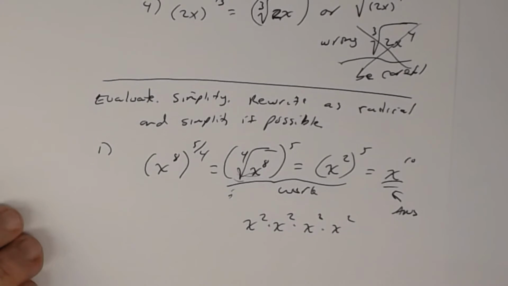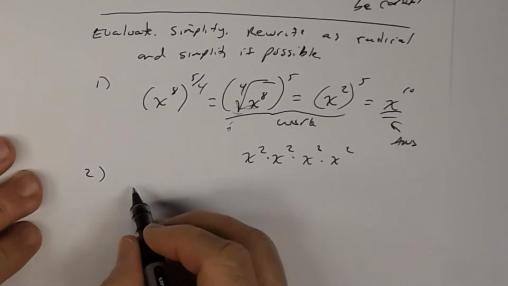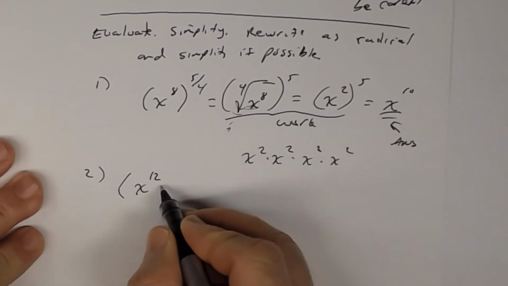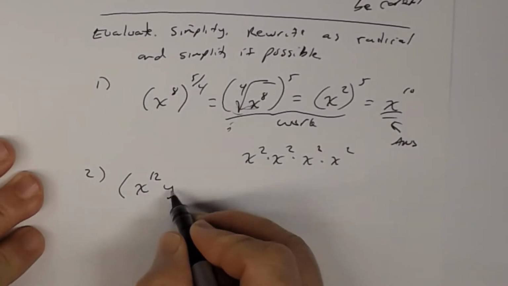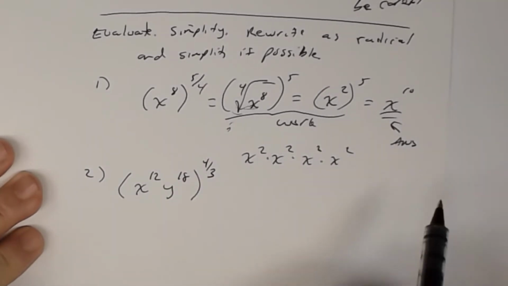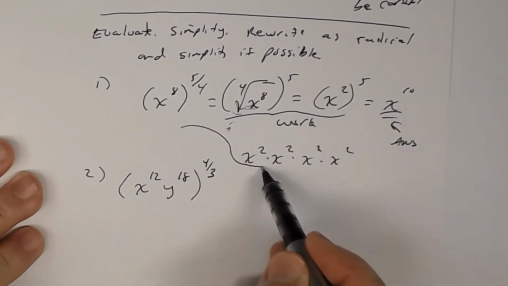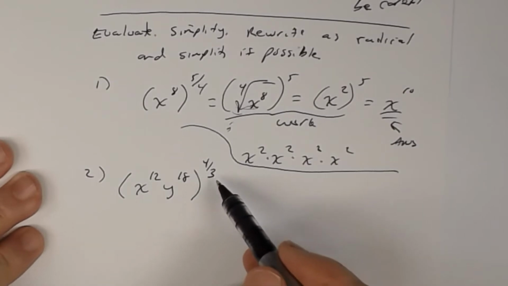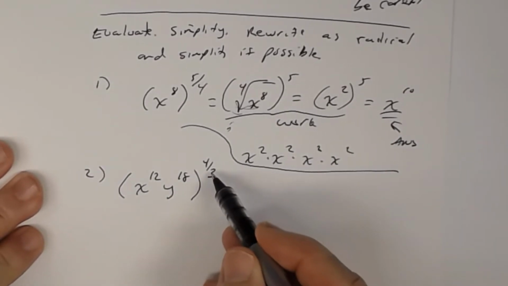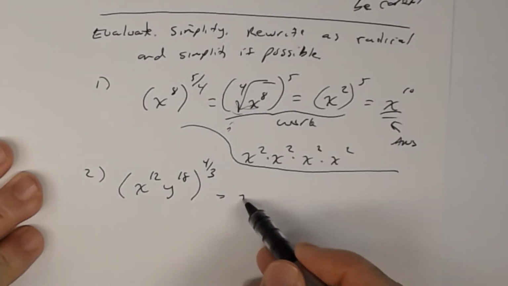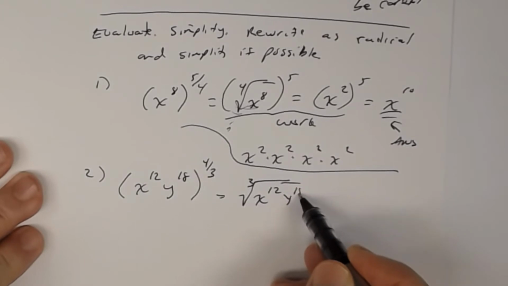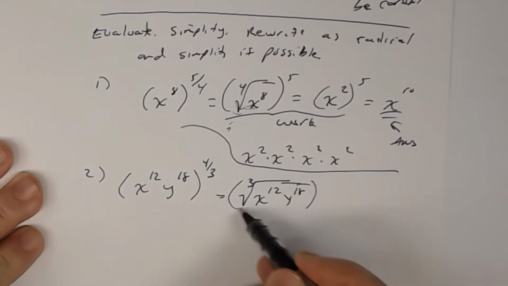All right, let's look at number 2. Suppose in number 2, I had something like x to the 12th, y to the 18th, all raised to the 4/3 power. Again, I'm going to rewrite this as a radical. The denominator is 3, so that's your index. So that's the cube root of x to the 12th, y to the 18th, all raised to the 4th power.